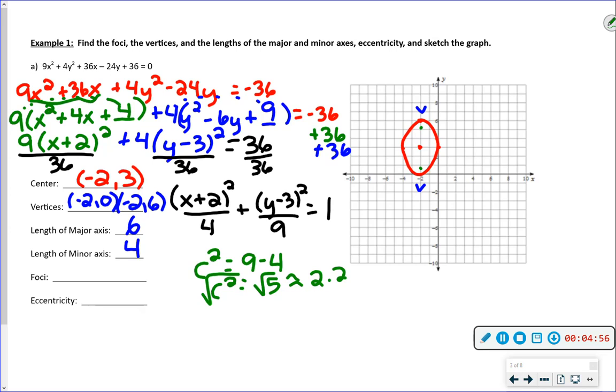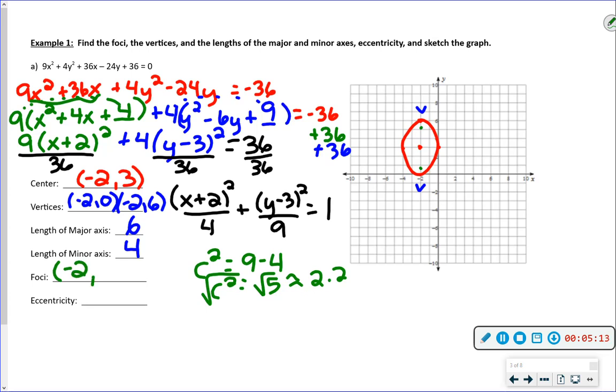Here's the hard part on this one. I need the foci points, those green points, exact coordinates. You can do it. Easy question. What's the x coordinate on both of them? -2. You can just look at it and see that.